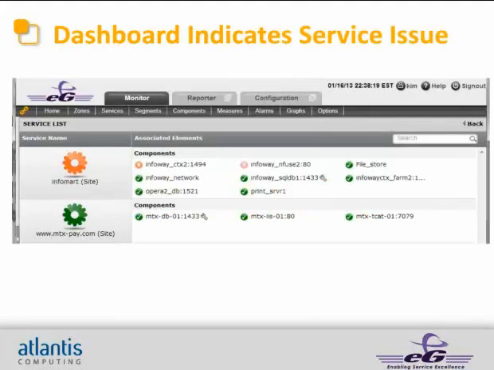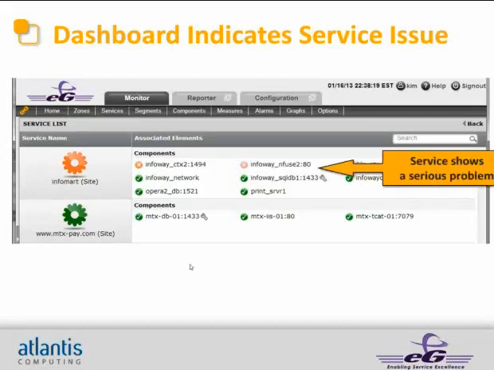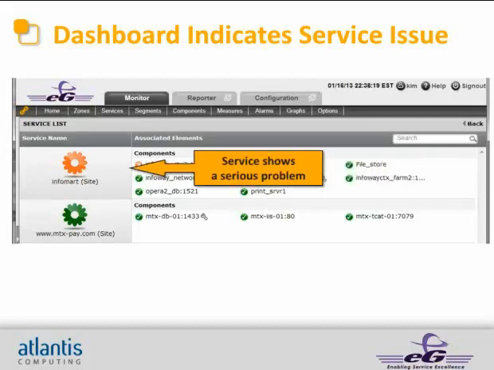Now, in this example, you're looking at the top-to-bottom approach where we are starting with the service view. Instead of looking at individual servers, which was the traditional approach, here the approach is looking at the service that is being delivered to the end user. In this case, you can see a couple of services here. One of these services is having a severe problem. You can notice by the color, which is not green. So essentially, Informat is a service that is having a serious problem.